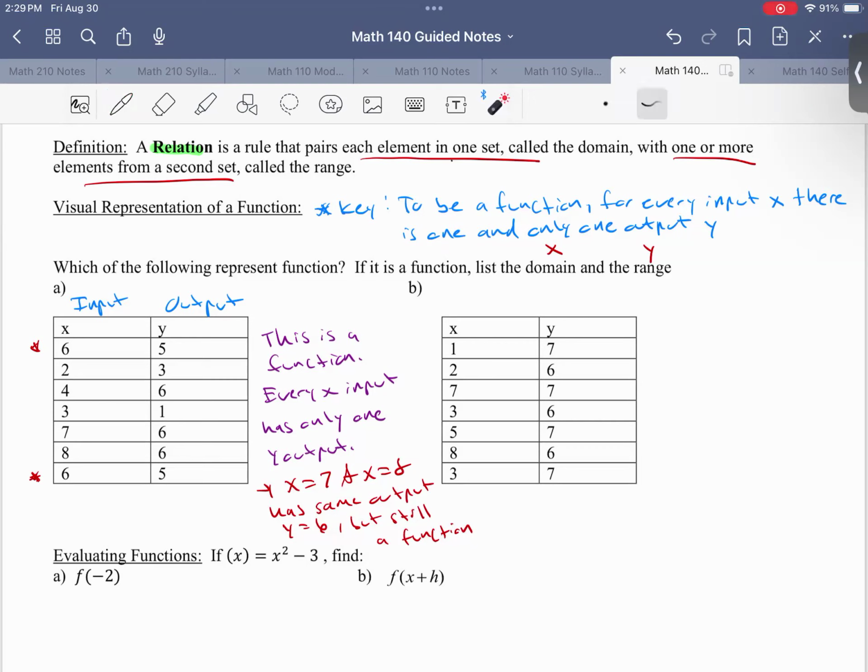Let's look at this next example. Here we have another table of values: 1 to 7, 2 to 6, 7 to 7, 3 to 6, 5 to 7, 8 to 6, and 3 to 7. We have a couple of things here. We have 3 going to 6 and 3 going to 7. So this is what makes it not a function.